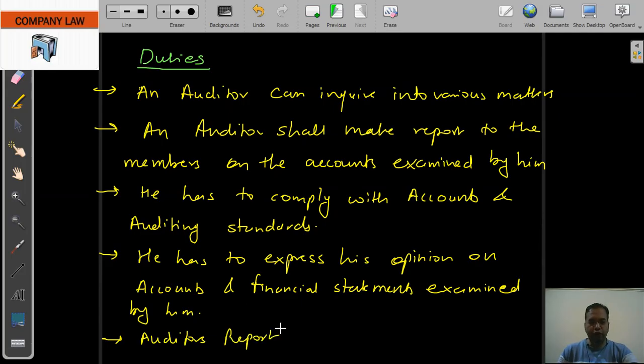Okay, he has to provide the auditor's report, which will state the various facts: whether he has sought and obtained all information, whether in his opinion proper books of account are maintained as required by law, whether all the accounts of the branch office are properly maintained, whether the balance sheet and profit and loss accounts dealt with in the report are in agreement with the books of accounts and returns, whether the financial statements comply with the accounting standards, any observations or comments, whether any director is disqualified, any qualification, reservation, or adverse remark relating to the maintenance of accounts, and whether the company has adequate internal financial controls. So all this information he has to provide. These are his duties.